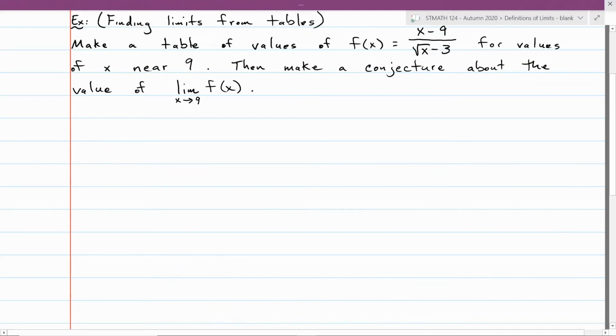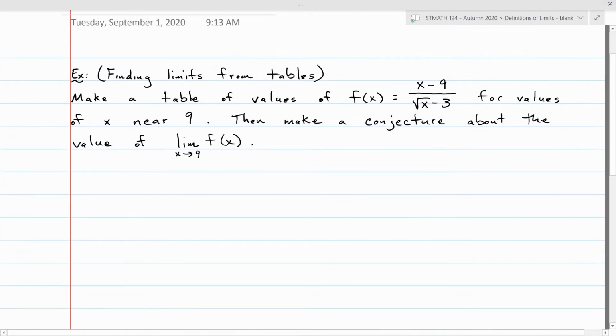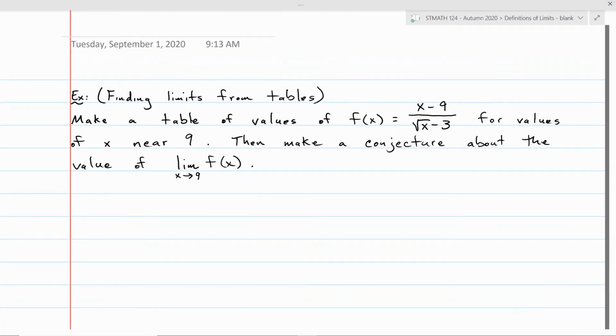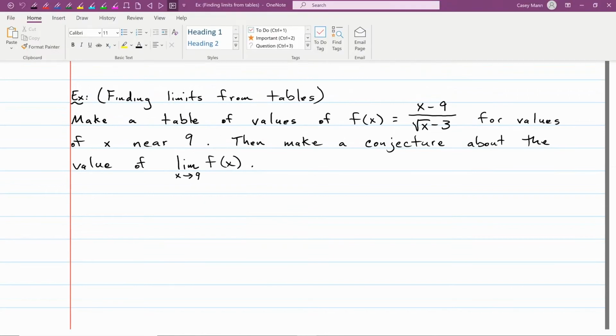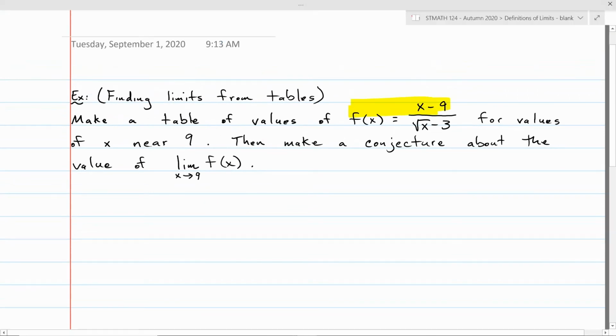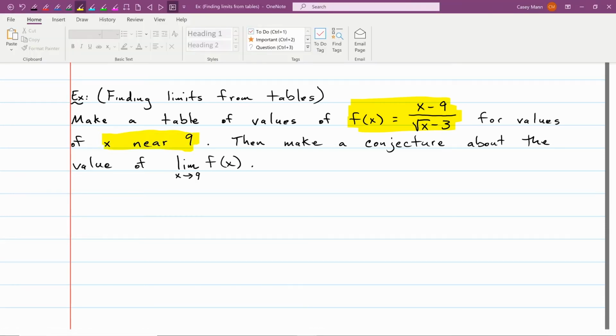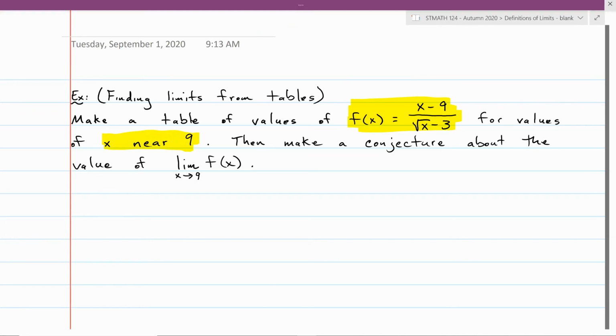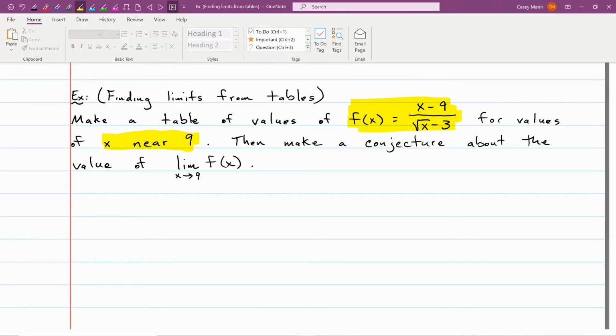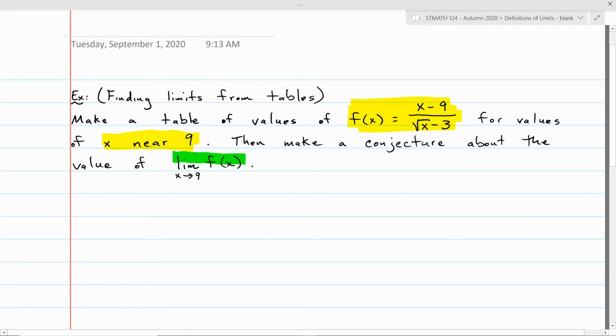Let's think about this from a more numerical standpoint. Here's an example. I've got the function f of x equals x minus 9 over the square root of x minus 3, and I want to know what happens when x is near 9. From considering a table of values where I plug in values of x close to 9, I want to make a conjecture for what this limit is. What is the limit as x approaches 9 of f of x?